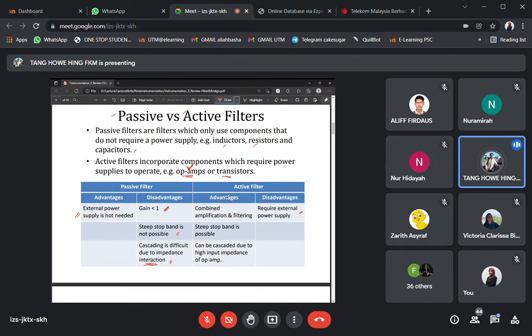Okay, so the advantages of active filters: definitely, active filters not only filter, but they also amplify the signal.